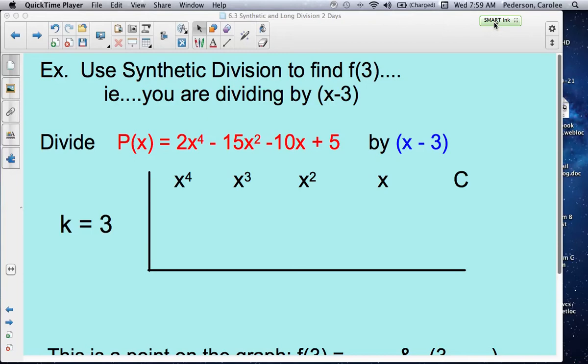Here is 6.3, day 2, part 2, focusing on synthetic division. I do recommend that you write this example down. We want to use synthetic division to evaluate the function for f of 3.